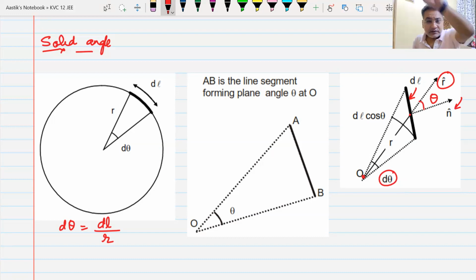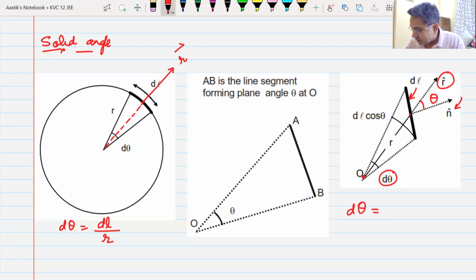This r vector and this n vector may not be in the same direction. Basically what it means is, if you have to find out the small angle that this line subtends at this point, here also we are doing the same thing. Here also I am joining it by this, but this dl and this normal vector are in the same direction. Do we understand this? This n vector of this line is in a different direction than the r vector, but for an arc of a circle, they are in the same direction.